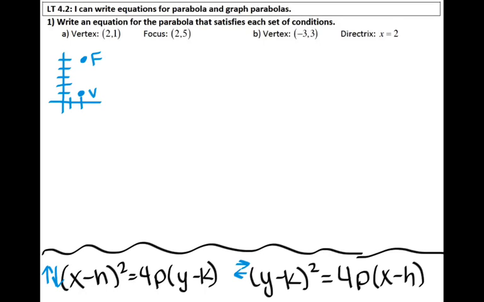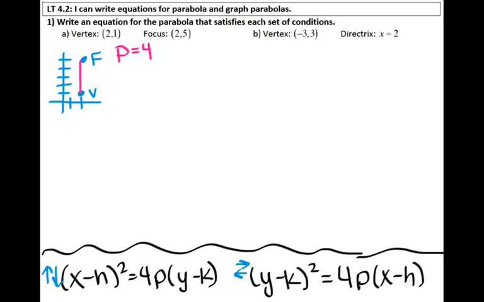And what I need to be able to write the equation is 3 things: my direction, my vertex, and the p. So p is the distance from your vertex to your focus. It's also the distance from your vertex to your directrix. Your vertex and your focus are 4 units apart, so that means p is 4.